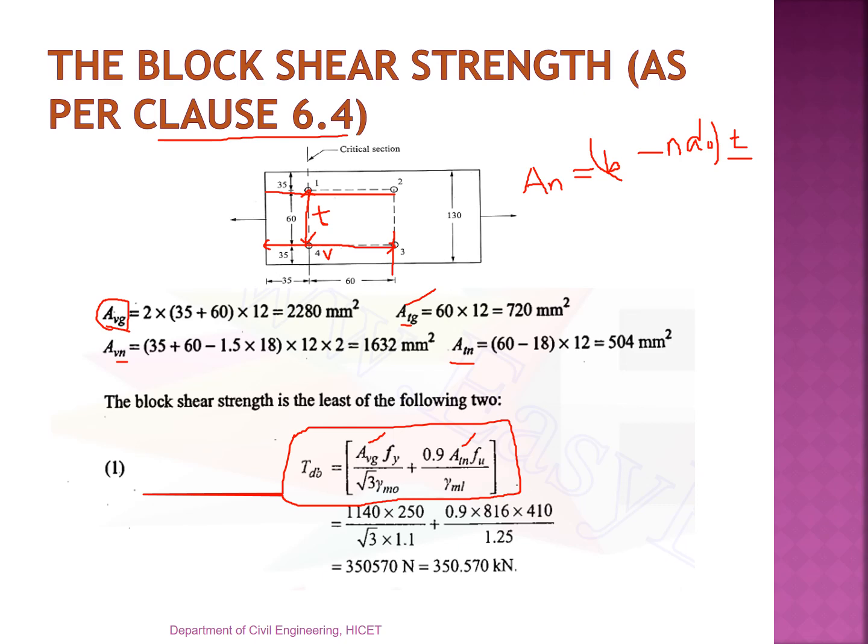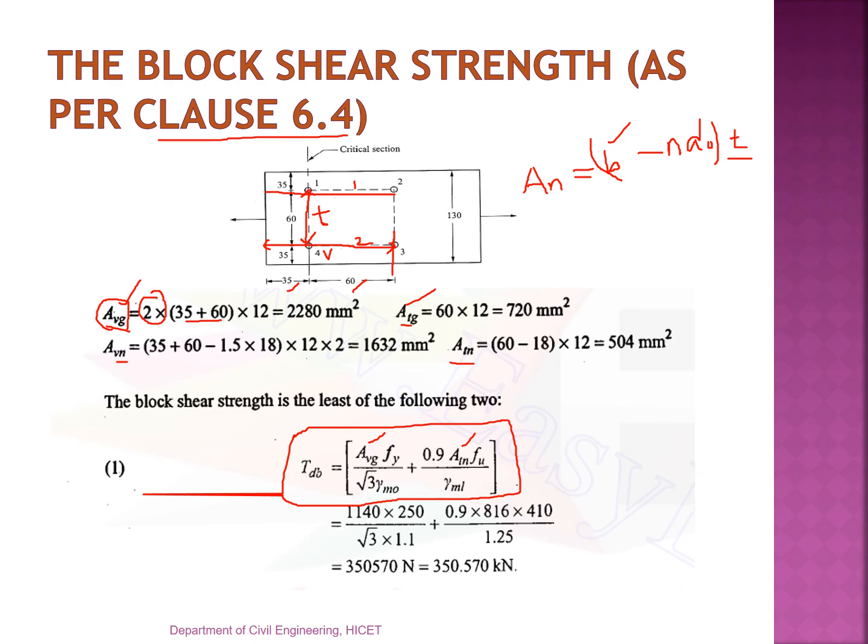This point and this point, we have two shear areas because we have two failure patterns along the horizontal line. So this and this, first one and second one, so two shear areas. So 2 into the area formula, B minus n d0. What is the breadth of this horizontal line? So this length is 35 and this length is 60. So B is equal to 35 plus 60.